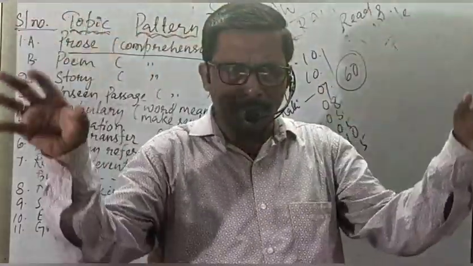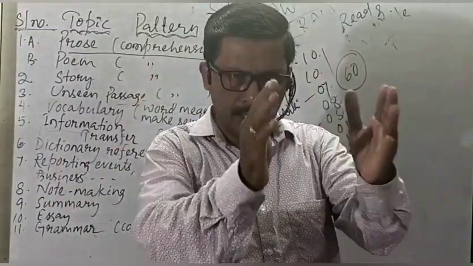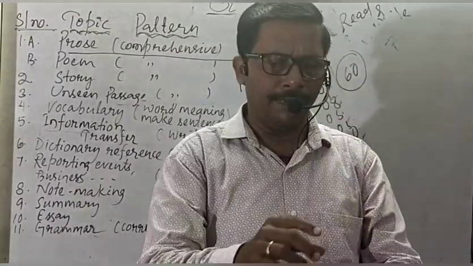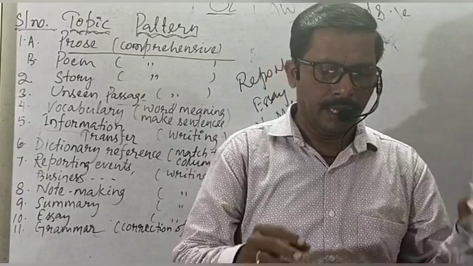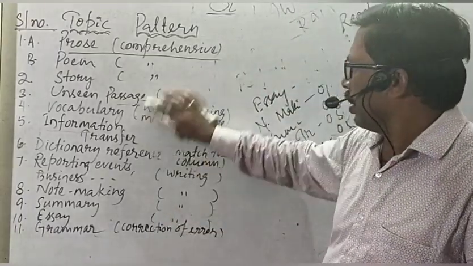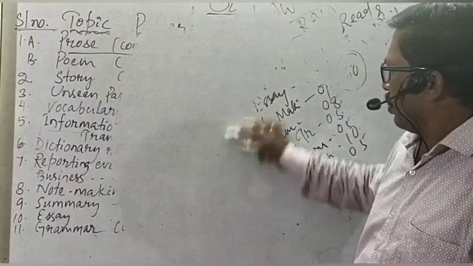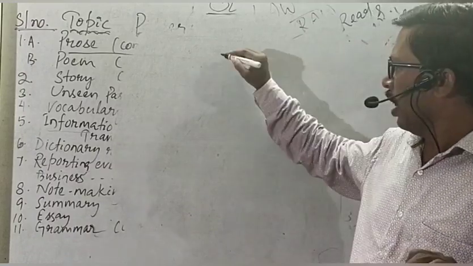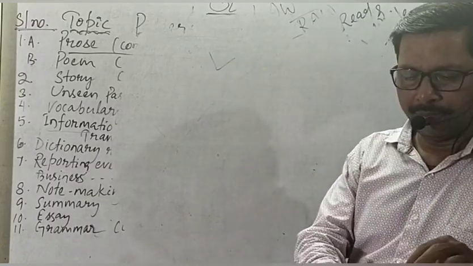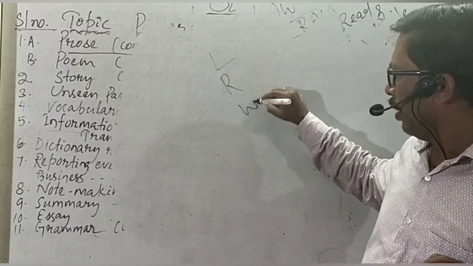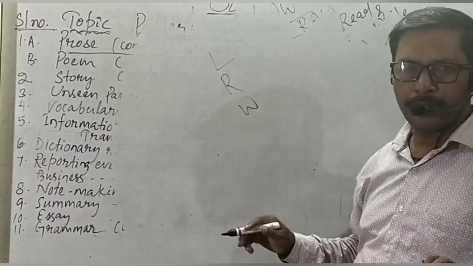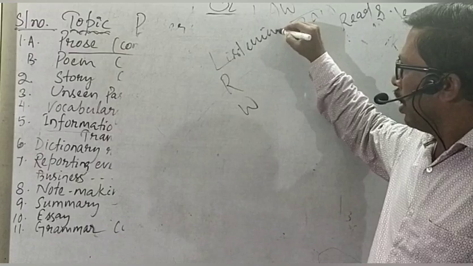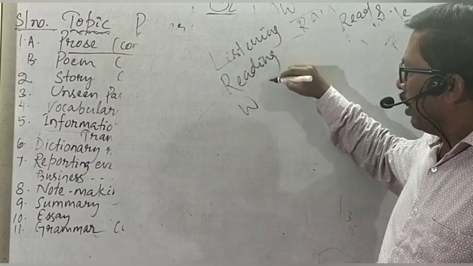And in order to summarize, in order to conclude the class or lesson or lecture, what will be of great help to you? And here I may tell you 3 skills. L R W. 3 skills of English: listening, reading and writing.